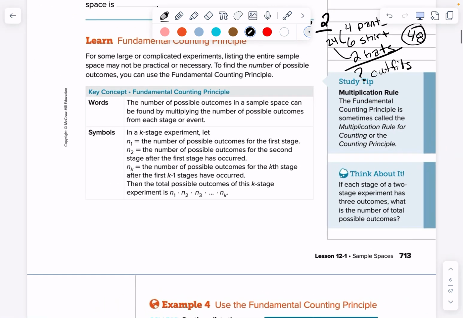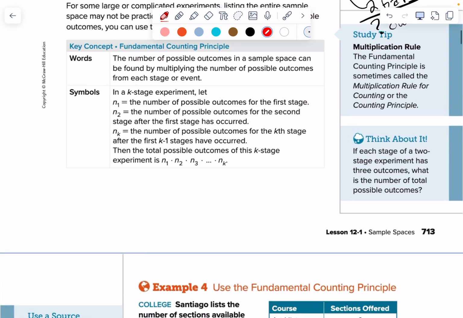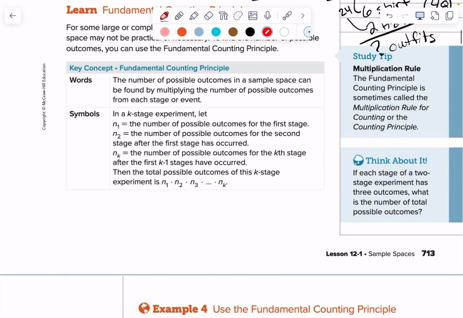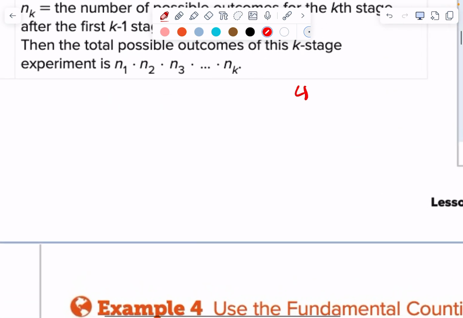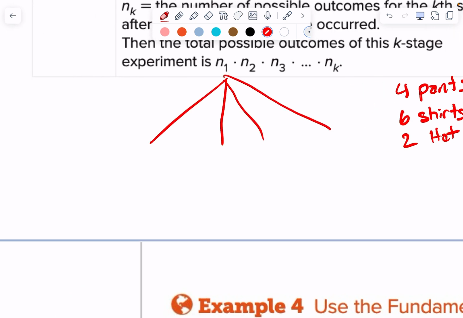Okay, so if you're talking tree diagram, you want to see what this tree diagram would look like? Do we have to make these? We have to make these on the homework. We had 4 pants, 6 shirts, and 2 hats. Here's what your tree diagram would look like. You don't have to write this down. I'm going to start with 4: 1, 2, 3, 4. Maybe I'm wearing jeans, leggings, slacks, black slacks, and a skirt.